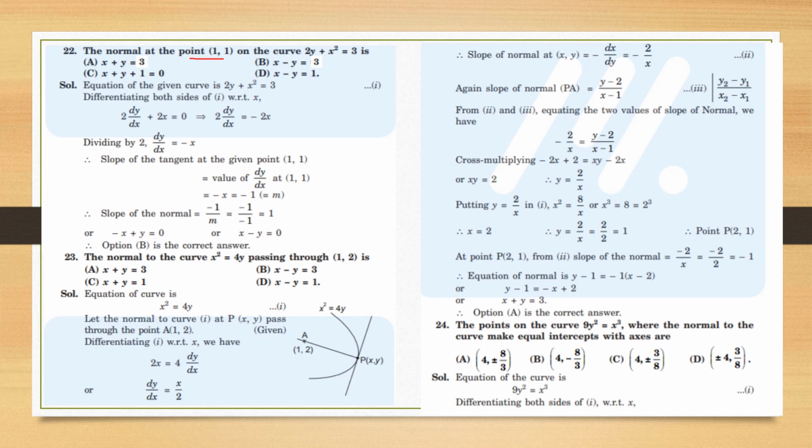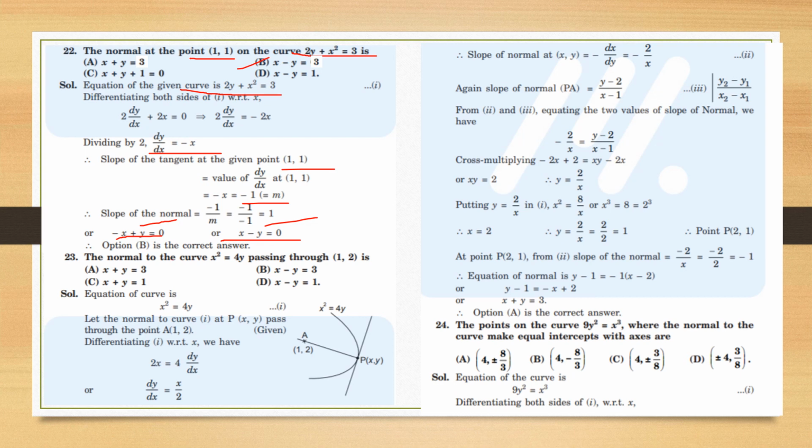The normal at point (1, 1) on the curve is, I have to check the equation. So equation of the given curve is this. Differentiating, I'll get dy by dx equal to minus x. Slope of tangent at (1, 1) will be minus 1, which is my m. Slope of normal is negative reciprocal, so it is 1, and I can check that the normal at the point turns out to be either minus x plus y equal to 0 or x minus y equal to 0. Okay, so option number B is the correct answer.